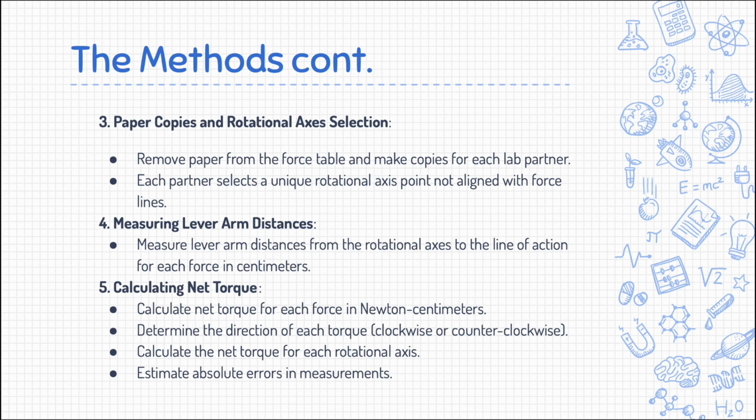Using the lever arm distances, we calculated the net torque produced by each force about the chosen rotational axis. The calculations were performed in Newton centimeters. We also determined the direction of each torque, categorizing them as either clockwise or counterclockwise. The final step involved calculating the net torque for each rotational axis and estimating the absolute errors associated with these measurements.